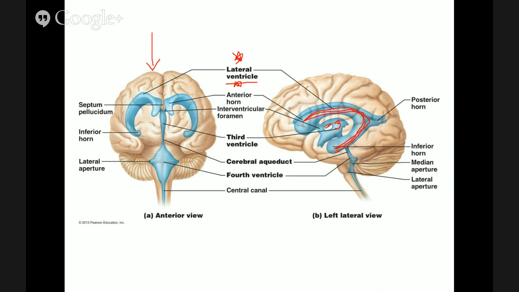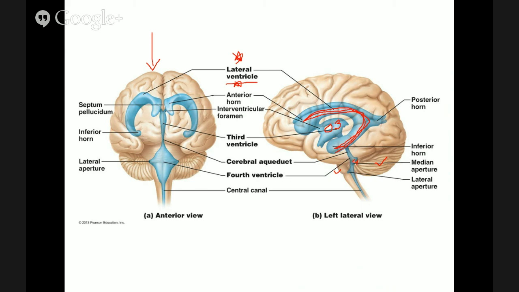And why does it have this hole in the middle? This is where the intermediate mass of the thalamus, the structure that connects the left side of the thalamus to the right side of the thalamus, passes through that hole. So there has to be a space here for that intermediate mass structure to have somewhere to be. And then down here, in between your cerebellum, which is here, and your pons, which is here, you've got your fourth ventricle. And here's the cerebral aqueduct connecting the third ventricle down to the fourth ventricle.